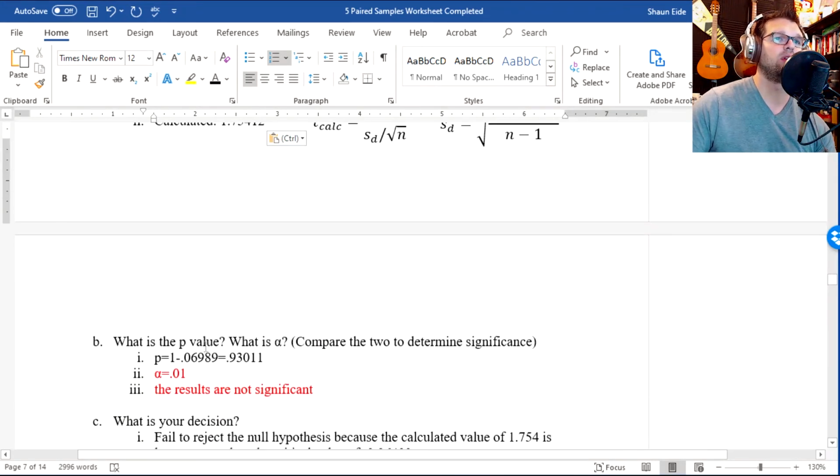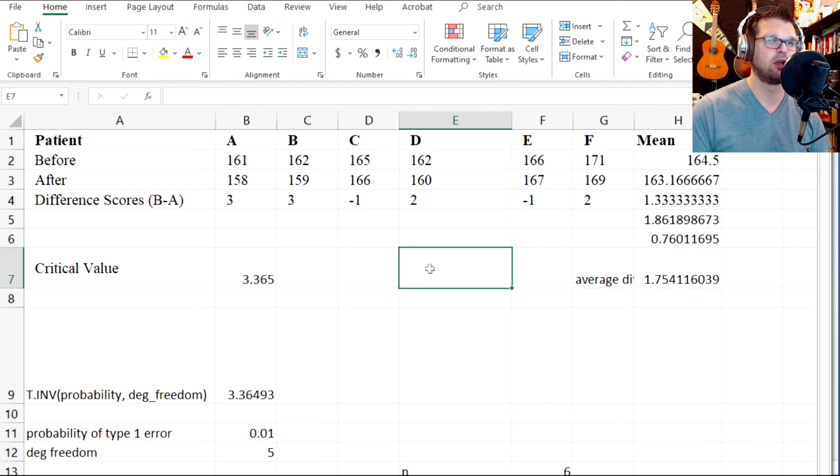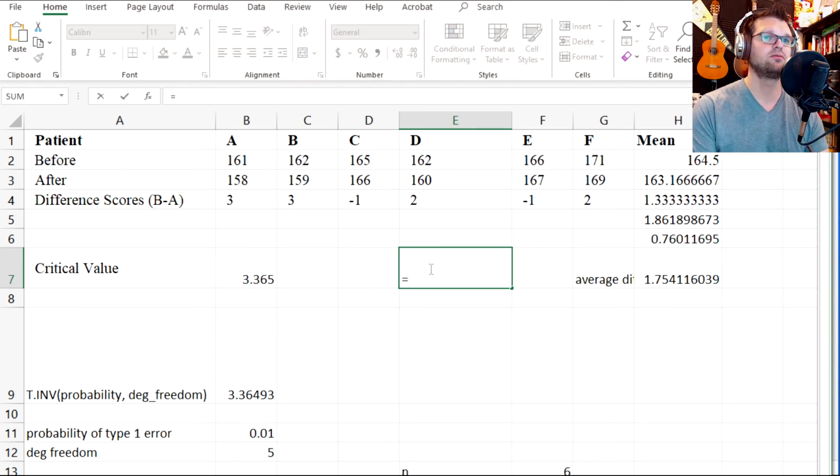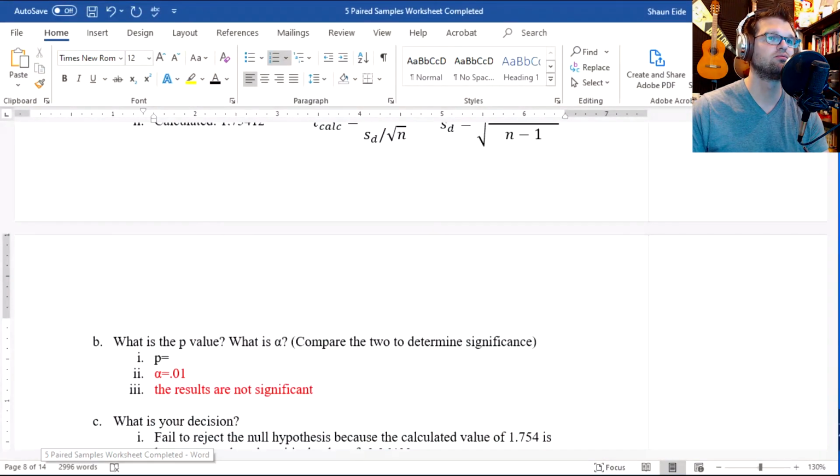And so what is the p-value of that? We already talked about that, with 1 minus so on and so forth. We did this in Excel for the probability of this occurring. So what is the actual p-value of 1.75411? And so what I'm going to do is I'm going to do equals, let me go back to the Word document really quick.